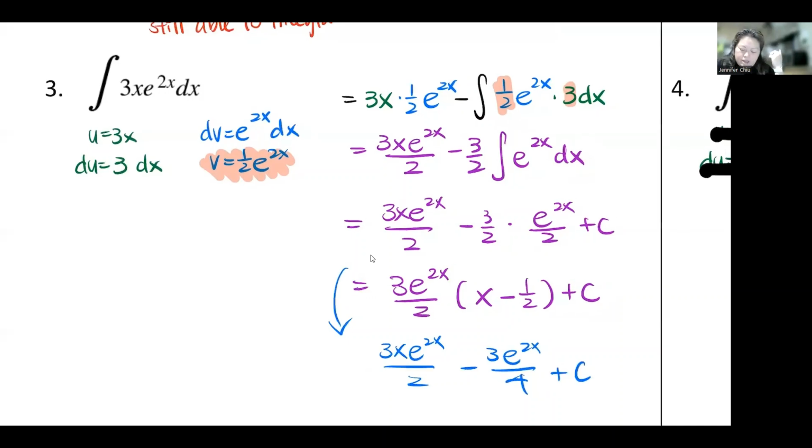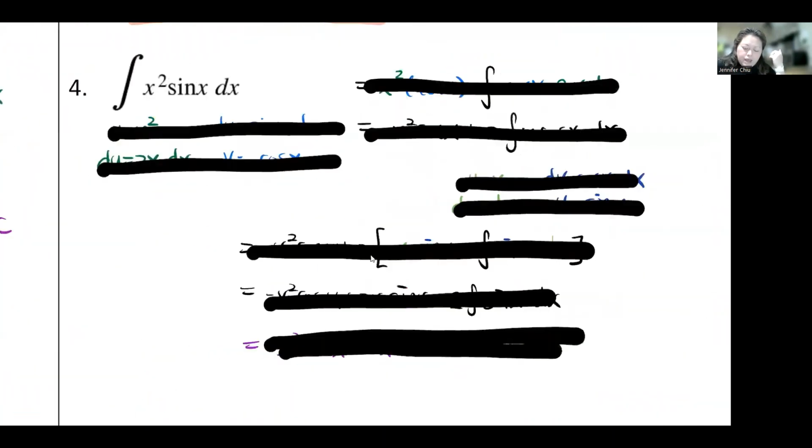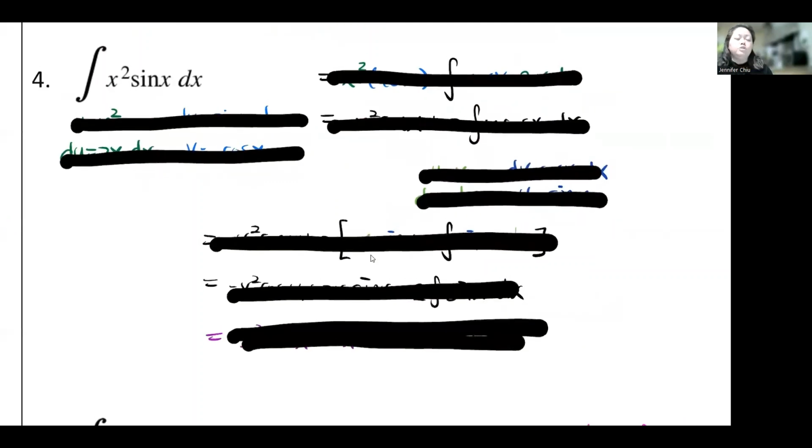All right, number 4 here. Here we have a polynomial function with a trig function. If you're one of those folks that really like to read, the book actually has what we call a tabular method, a table method, but it is not super useful to do that because that tabular method is only useful if you have a polynomial function paired up with something else. And it's not always the case.